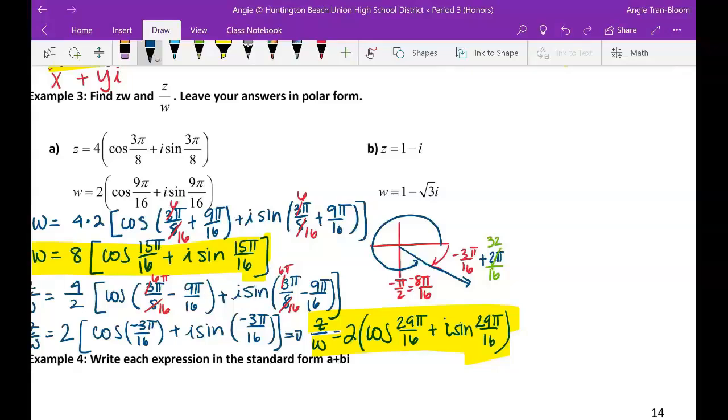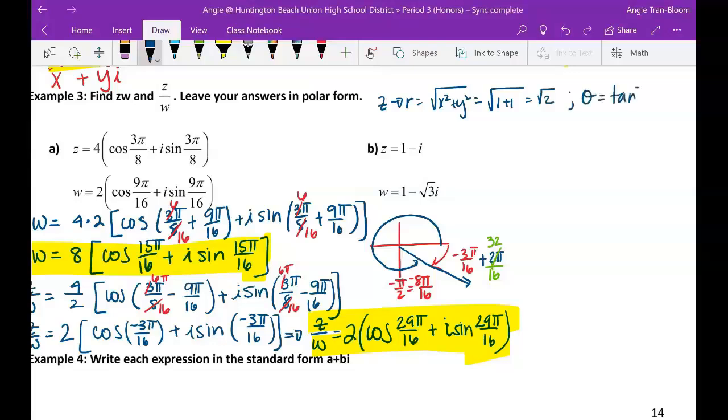So let's find r for z. For z, r is the square root of x squared plus y squared. X squared is 1, 1 squared is 1. Y is -1, but -1 squared is also 1. So the radius is root 2 for z. Then I also need to find theta. So theta for z is tangent inverse of y divided by x.